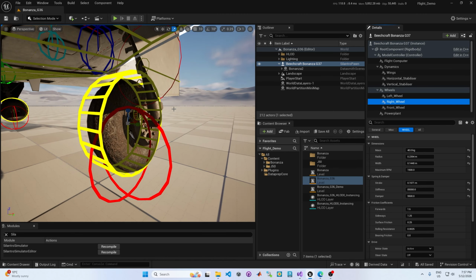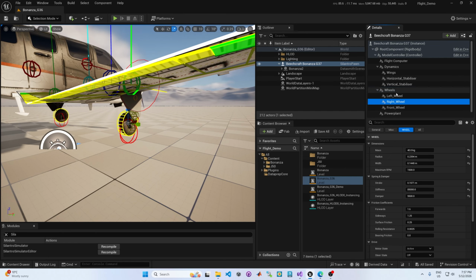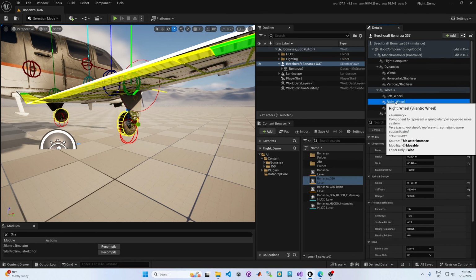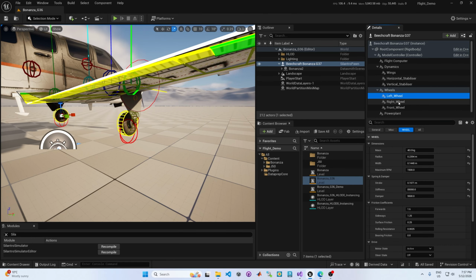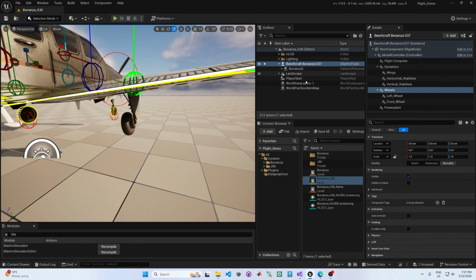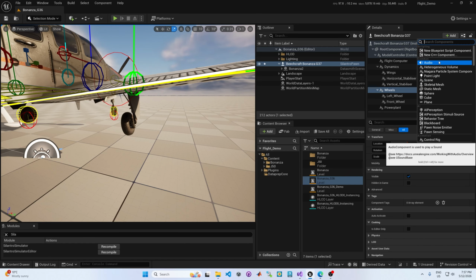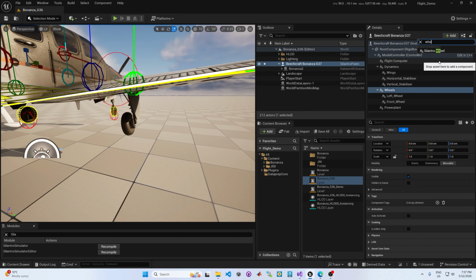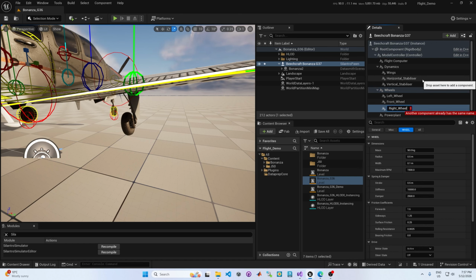So instead of just going through this, I will delete this and we'll set everything up from scratch, and I'll explain what the values are. I need to create a wheel for this. So I go to add component and search for wheel, and I pick the Silantro wheel, and rename it as wheel. But because I already added one, it's not going to allow me to do that. So let's just rename it as wheel 2.